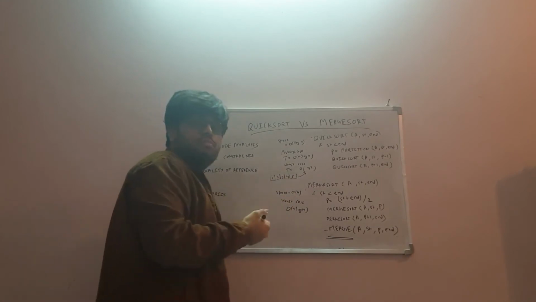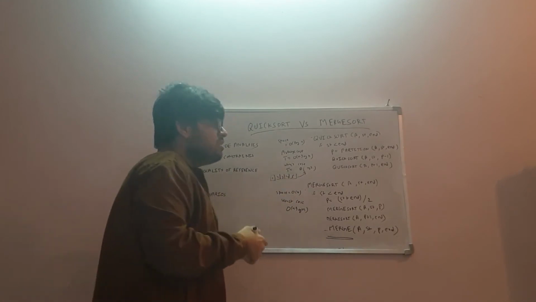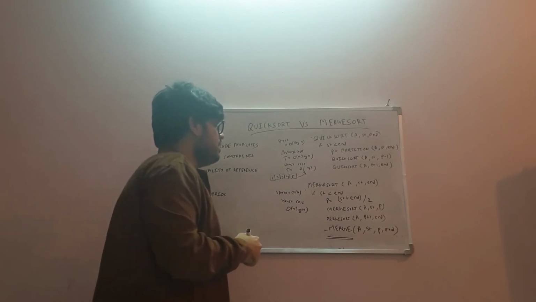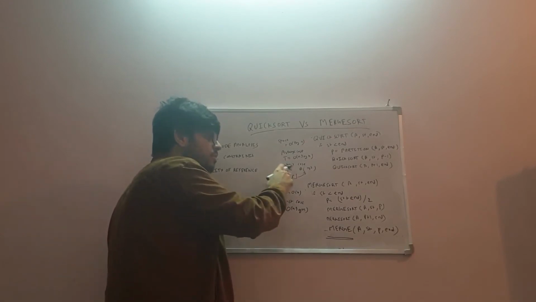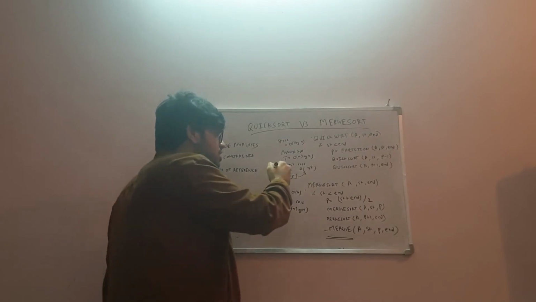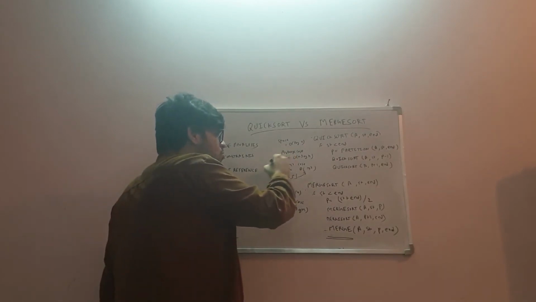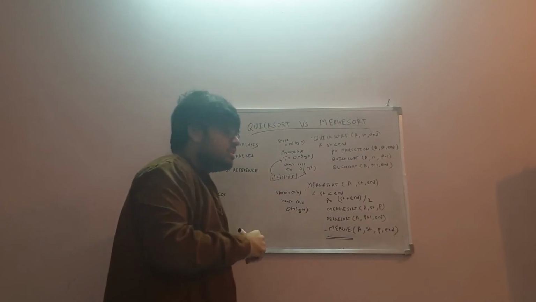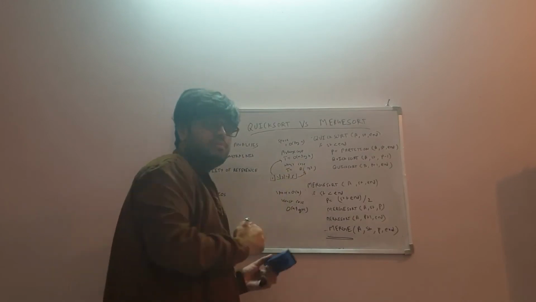Now how can we improve that? We can improve this by using something called a randomized pivot, right? So if we choose a random element out of these as the pivot element, then we can reach a time complexity of O of n log n, which is the average case, right? The worst case still remains the same, right?